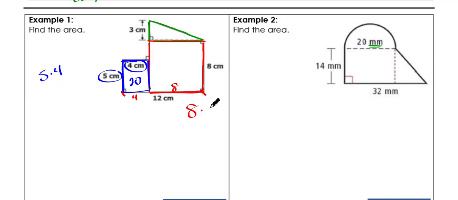That would be 8 times 8, or 8 squared. Those are the same thing. That's 64.